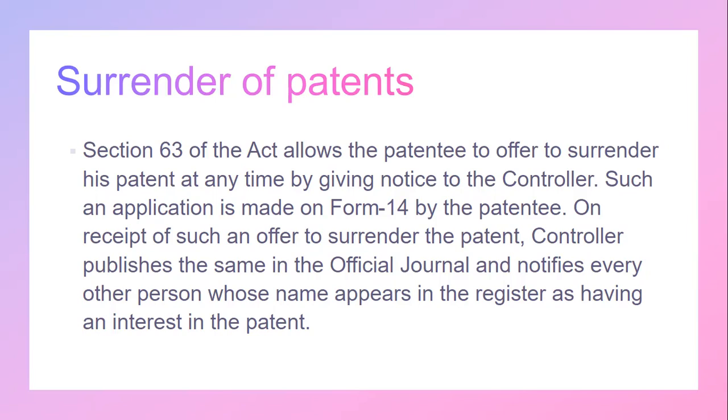So what will happen in this case? The patentee will make an application in Form 14. Once the controller receives the Form 14 and the offer to surrender the patent, he will publish it in the official journal, and every other person whose name appears in the register as having an interest in the patent might come and oppose the surrender. So remember, section 63 talks about surrender, which has to be done in Form 14, and this can be done at any time. There is no timeline that it has to be done in 2 years, 3 years. At any time, this can be done.